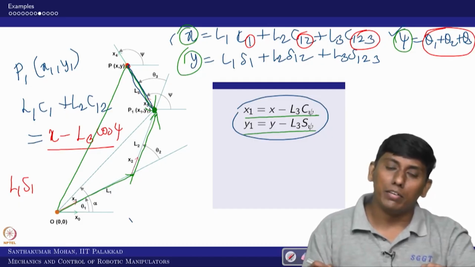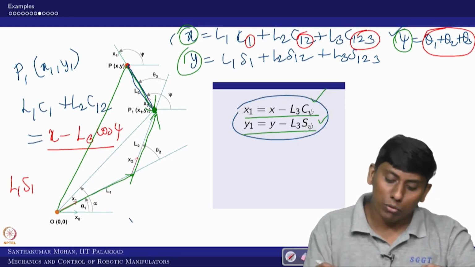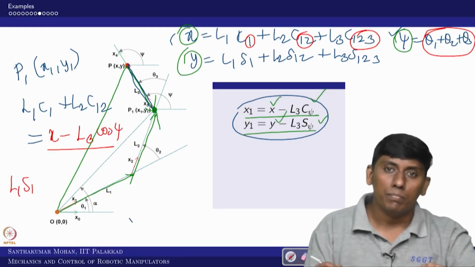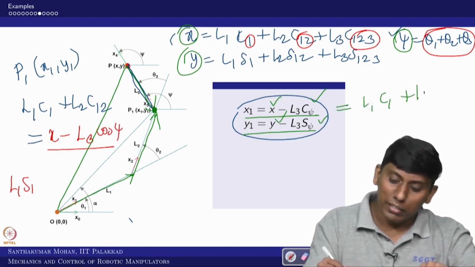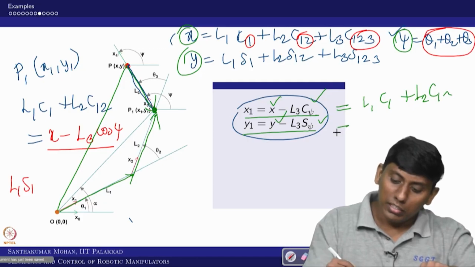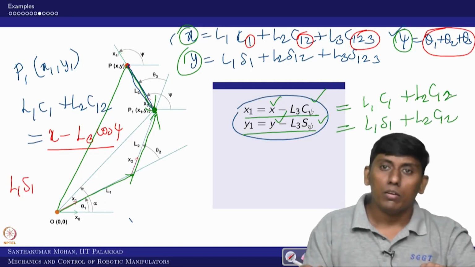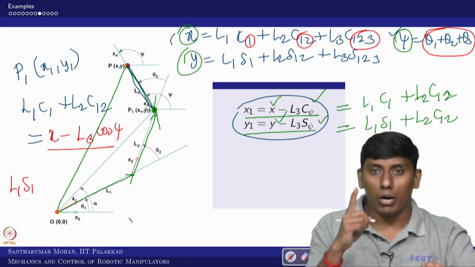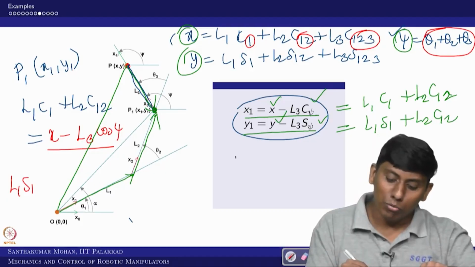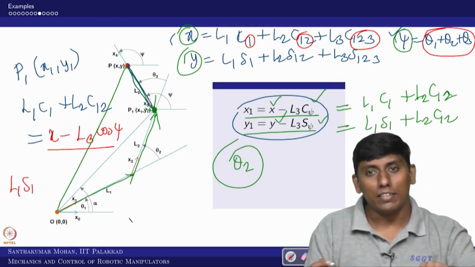Now what benefit do I get? The C psi and S psi are known, L1, L2, L3 are geometric parameters which are already known, and x, y are known. So I can equate L1 C1 plus L2 C12 to this, and L1 S1 plus L2 S12 to that. What can I do? I can square and add. These two equations will give one equation, but that equation will give only theta 2 as a function, right? So I can get it.